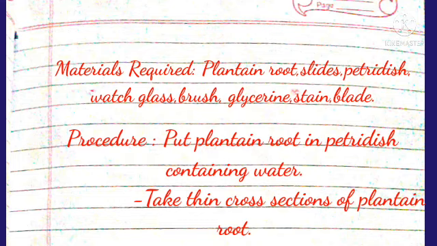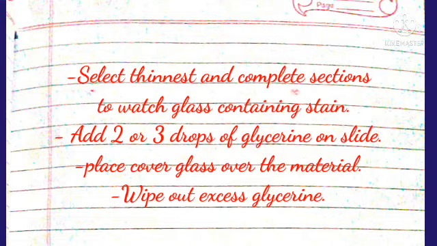Next, we have to write the procedure step by step. First, we need to put the plantain root in the petri dish containing water. Then, take the thin cross sections of the plantain root. Then, select the thinnest and complete sections and transfer them to a watch glass containing stain. Then, add 2 or 3 drops of glycerin on the slide. Place cover glass over the material and then wipe out excess glycerin.